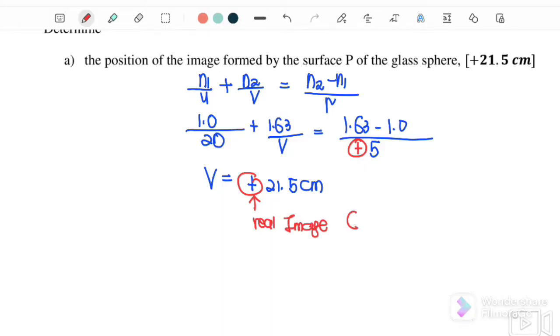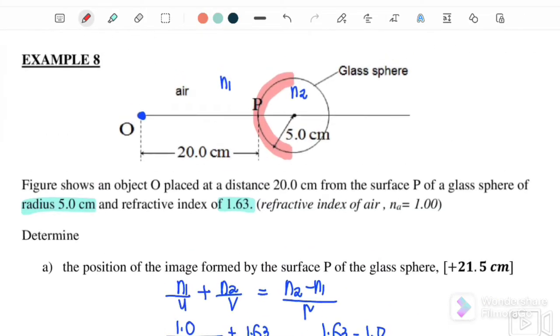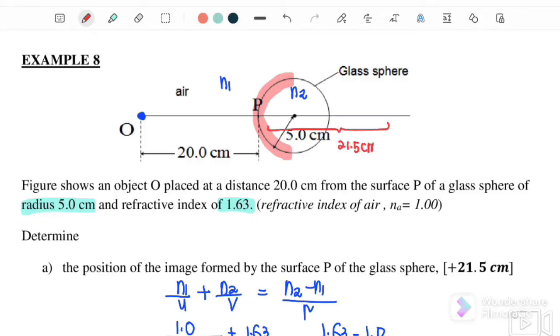A real image will form on the opposite side from the real object. So from the first surface, it will form at a distance of 21.5 cm. We know that the radius is already 5 cm, or the diameter is 10, so from the second surface it is 11.5. This is the first image formed, and it will become the object for the second surface.